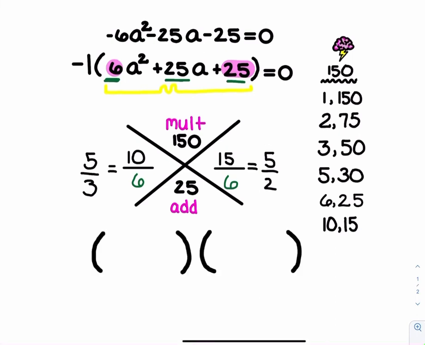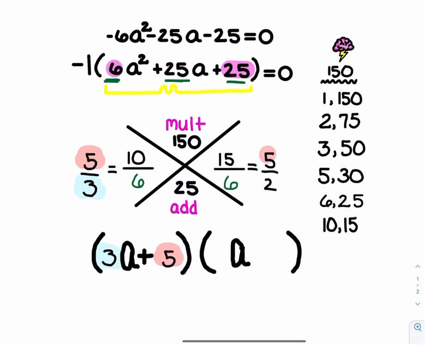We're ready to write this in factored form. Since the variables in this trinomial are A, I'm putting in A because A times A is A squared. The number in the denominator is placed before the A. The number in the numerator is placed after the A. That is a positive 5. Same thing with the other fraction, 2 in the denominator, that goes in front of the A, and then the number in the numerator, 5, goes at the end.